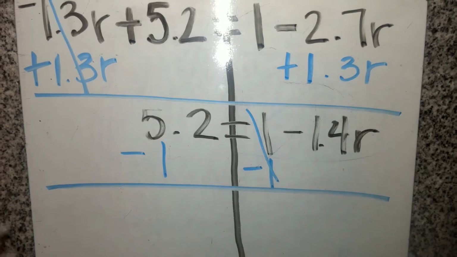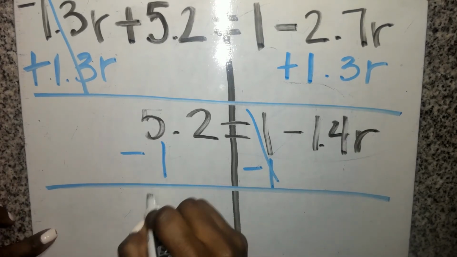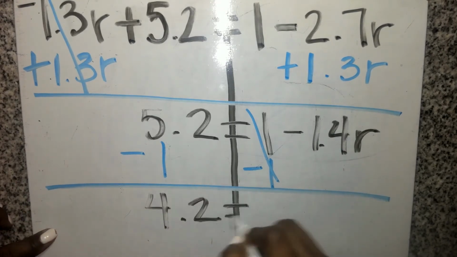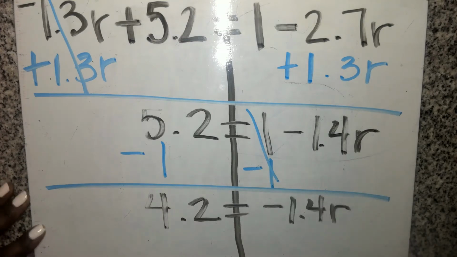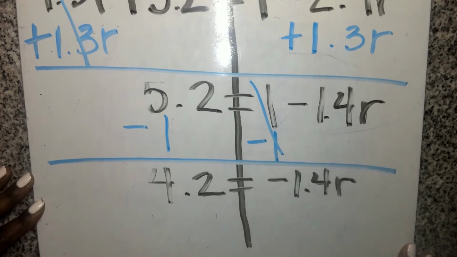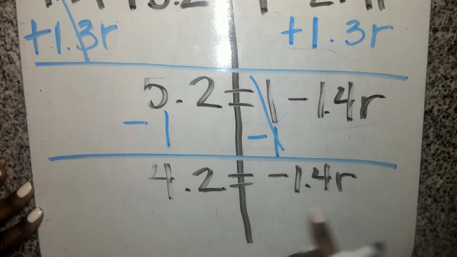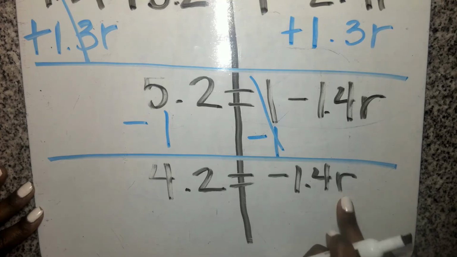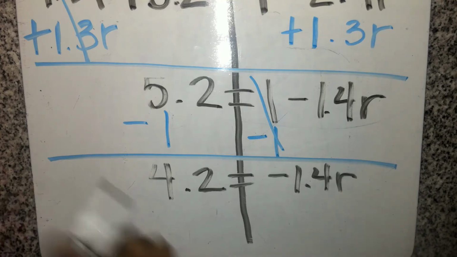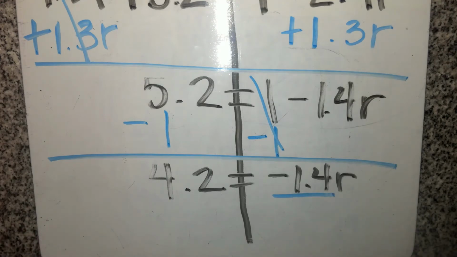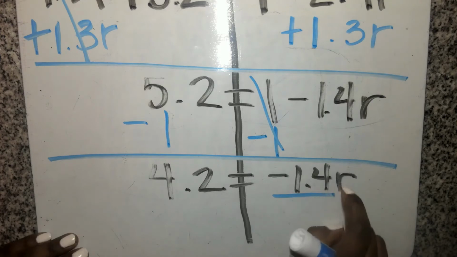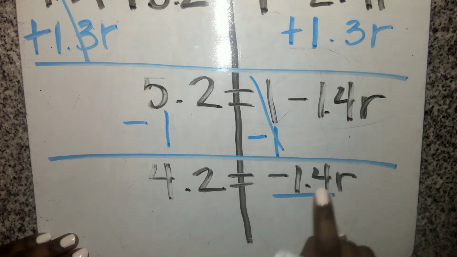Okay? And the last thing we need to do, we want to cancel out this negative 1.4 so that we can find r. Okay, so in order to do that, we are going to divide. Why are we dividing? The opposite of the operation. So 1.4r is technically 1.4 times r. So the opposite operation of multiplying is division. So we're going to divide by negative 1.4.